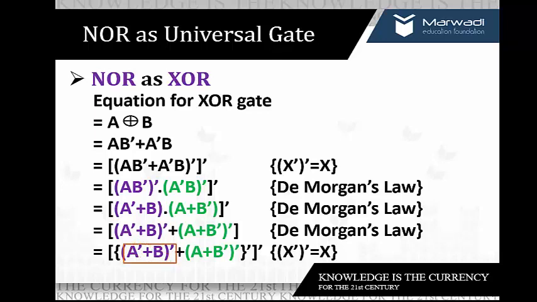Here the first term is in the form of NOR gate. Let's call it X. The second term is in the form of NOR gate. Let's call it Y. And the combination of both the terms would be applied to another NOR gate. Let's implement the same Boolean expression in Multisim.